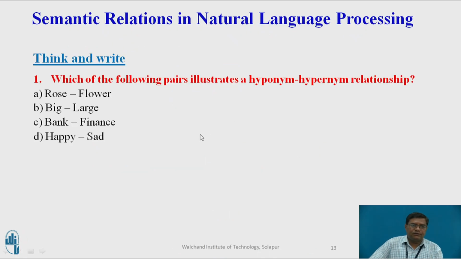Take a pause, think and give the correct answer. Which of the following pairs illustrates the hyponym-hypernym relationship? Rose, flower; big, large; bank, finance; happy, sad. Here the correct answer is A, rose and flower. Rose is the hyponym, flower is the hypernym.